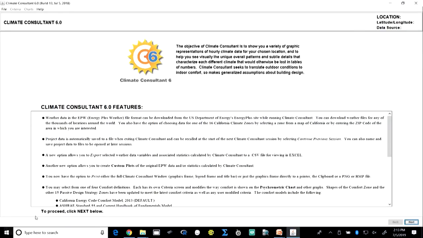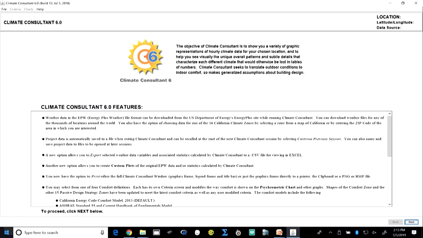So, after these 2 tools, today we will be looking at a little more advanced tool which is available in the form of a free software called Climate Consultant. Today we will talk about the software Climate Consultant and how it helps us to identify the correct strategies. I hope you have already downloaded the software and are ready with it. So, let us go ahead with understanding how the software works.